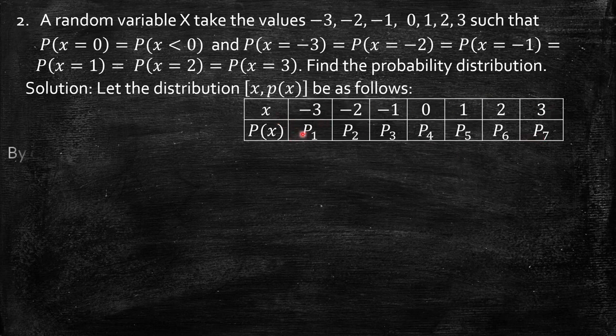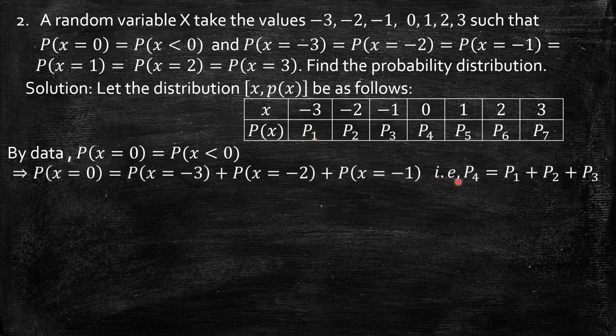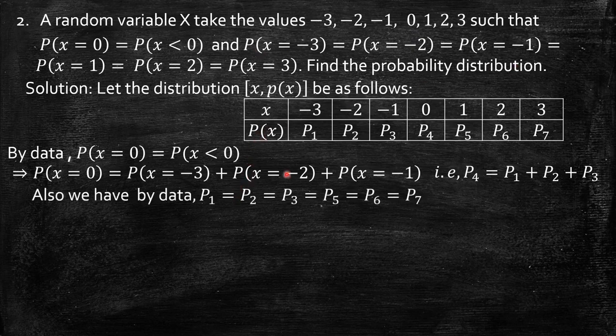Now use the conditions given. The first condition: the probability of x equal to 0 is the probability of x less than 0. So p4 is equal to the sum of the probabilities for x less than 0, that is p4 = p1 + p2 + p3. The second condition: except for x equal to 0, all are equal. So p1 = p2 = p3 = p5 = p6 = p7. These two conditions are given in the problem.